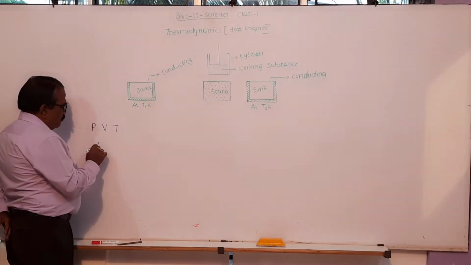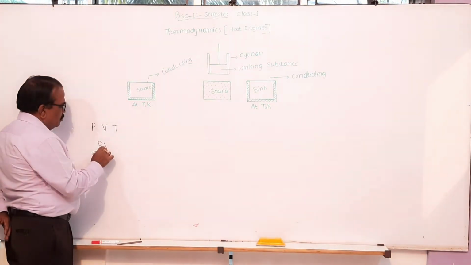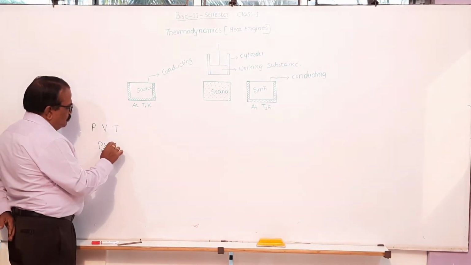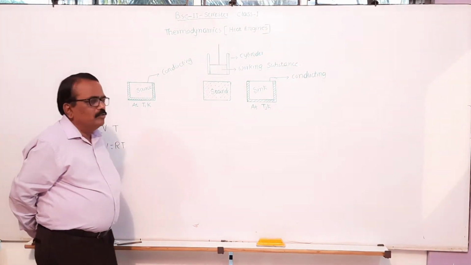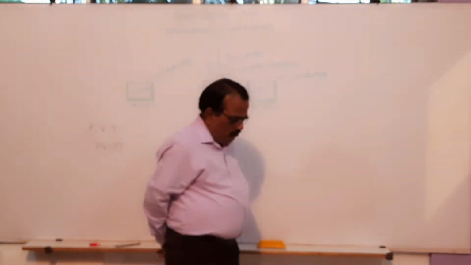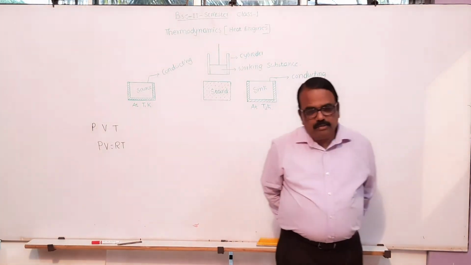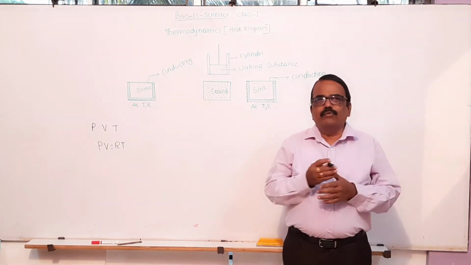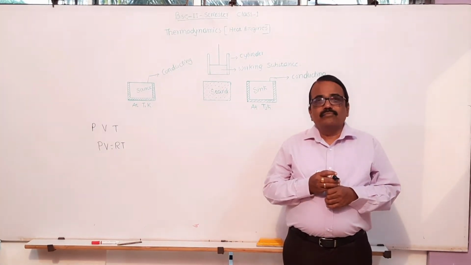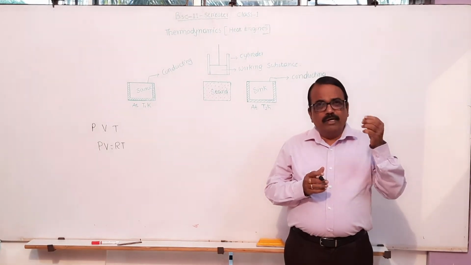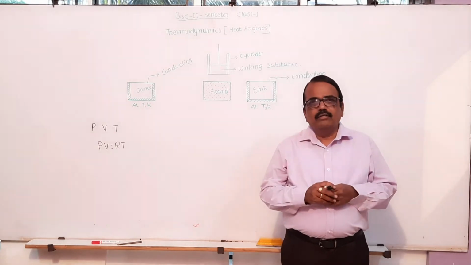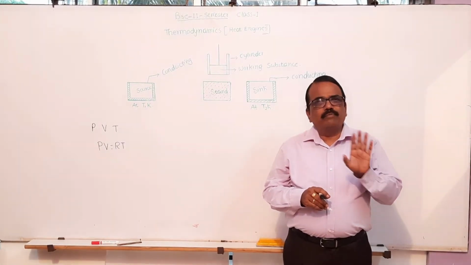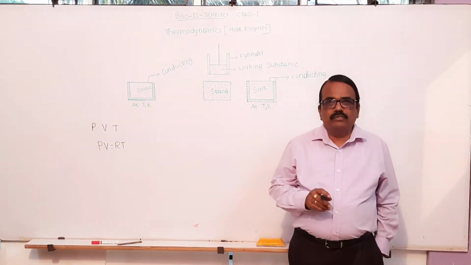You know, for a perfect gas, this equation holds good: PV is equal to RT. A perfect gas is an ideal gas, which means we can imagine a perfect or ideal gas that follows this equation. But in the universe, that perfect gas never exists.